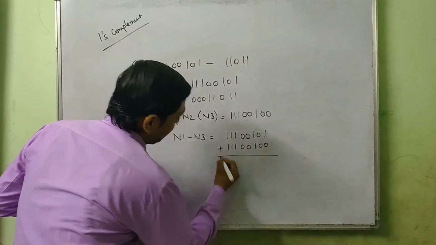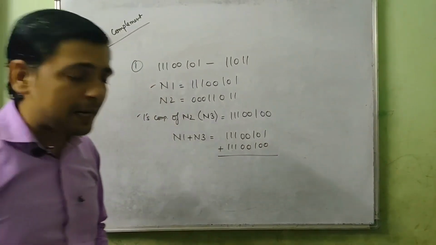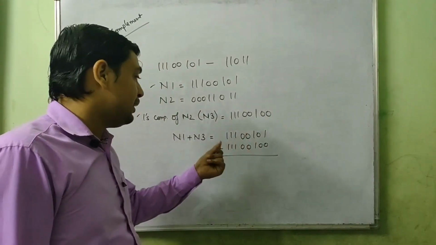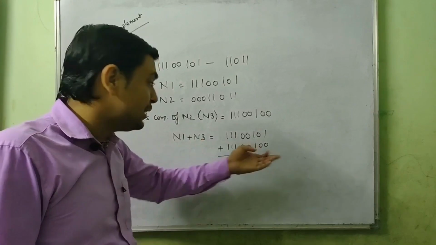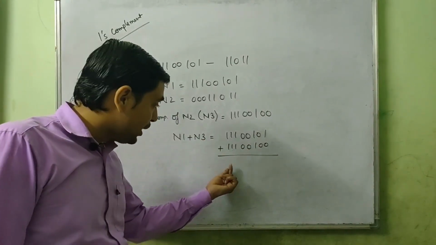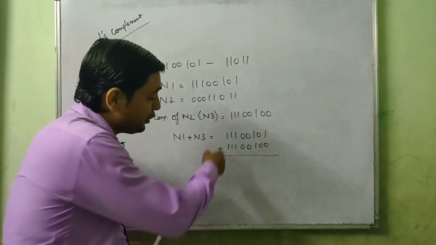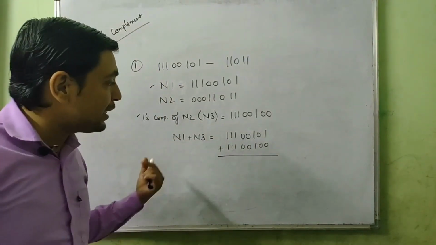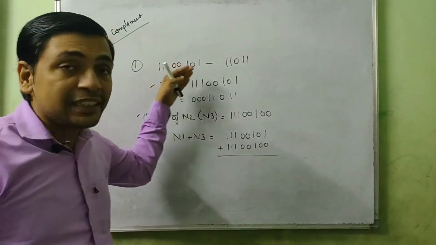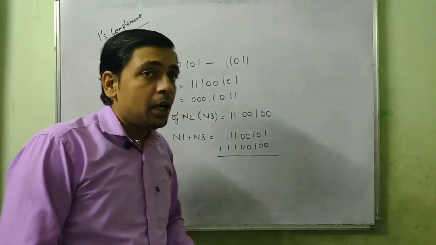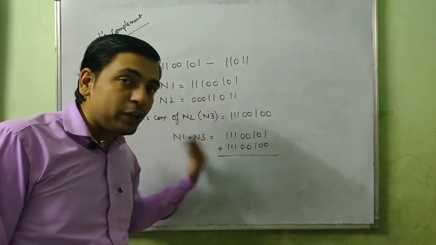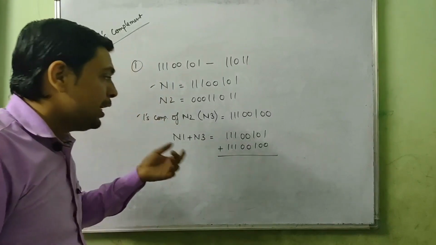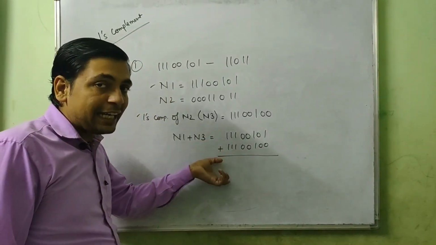So now let's add them. Now the interesting part is you have to take care what the result of this addition is. If the addition gives you a leading carry, it means whenever you are adding them and you get a leading carry over here, then the result of this difference is a positive number. And if you get no carry over here, that means the result of this difference is a negative number. So you have to take care whether a carry is coming or not.